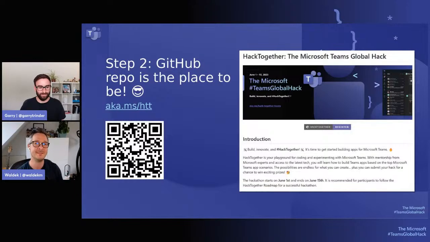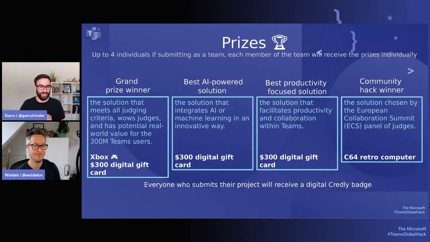Keep that link in bookmarks. And now onto the prizes, the thing that we're all interested in, right? We have a few categories that we're going to be awarding prizes in. We have the grand prize winner, the best AI powered solution, the best productivity focused solution, and a community hack winner as well. The guest judges from the European Collaboration Summit that happened last week have kindly sponsored one of the categories as well. And as Waldek mentioned, everyone who submits a project will receive a digital Credly badge, as well as recognition of participating and submitting your project throughout the hack.